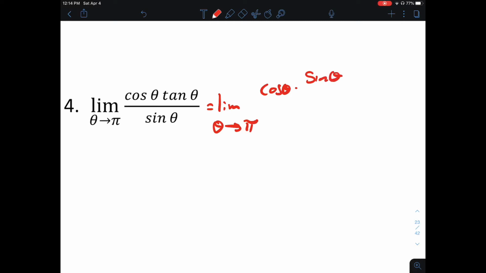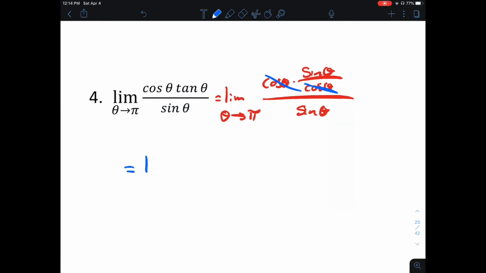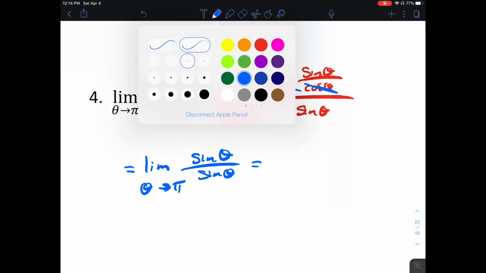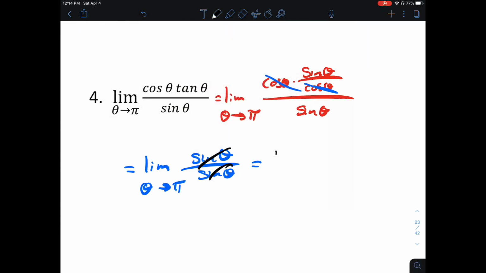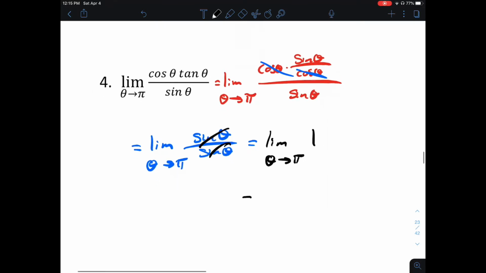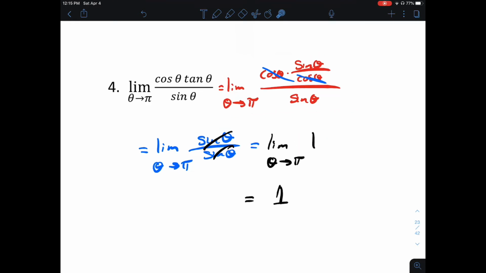I'm going to change everything in terms of sine and cosine. Tangent is sine over cosine. So I can cancel those cosines. Now I have the limit as theta approaches pi of sine of theta over sine of theta. The sines cancel. Now when I say cancel, in this context, you're dividing something by itself. It means you're left with 1. What's the limit of 1 as theta approaches pi? Well, it's 1. Just a reminder, this is a horizontal line that's 1. Doesn't matter what x value you pick, the y value is always going to be 1.